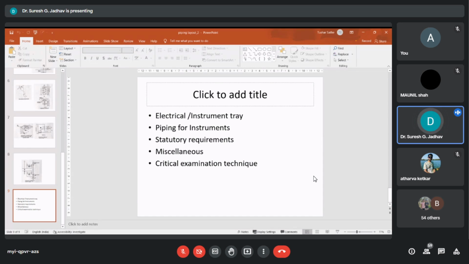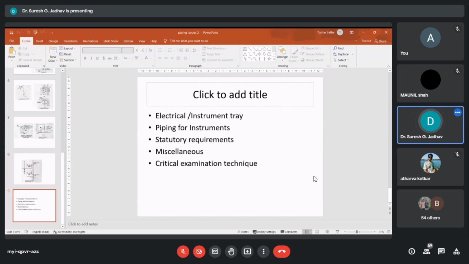And next one is miscellaneous. What kind of miscellaneous is required? As far as concerned, the miscellaneous and critical examination techniques. First, we'll see the critical examination techniques. The quality of the equipment and piping layout can be established by the critical examination techniques, where you ensure that all the parameters are well addressed in the piping layout in process industry as well as in petrochemical industry.